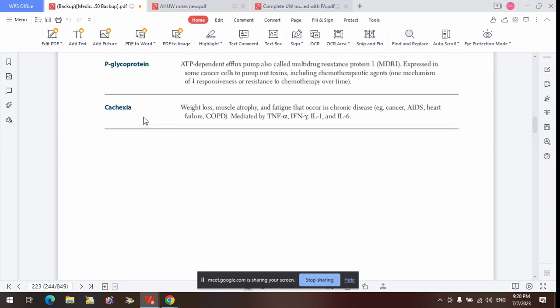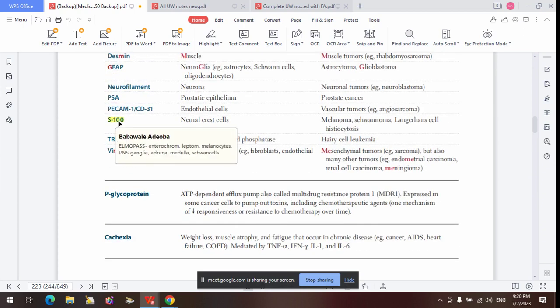Before we move on, please, that ELMOPAS, can you tell me what it stands for again so that we don't go too far? The ELMOPAS is for the neural crest cells. The MOPAS stands for all the structures that can be derived from the neural crest. So the neural crest can form E.